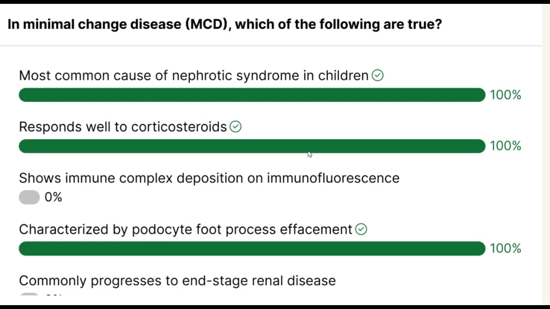Responds well to corticosteroids is correct. Usually, it's because the minimal change disease is caused by some T cells releasing cytokines, and the corticosteroids work on the T cells to decrease the cytokine release.